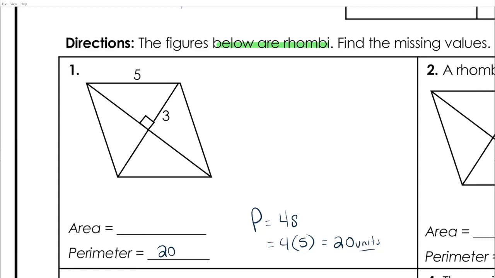Area, we need diagonal 1 and diagonal 2. We have one of our diagonals. At least we have half of a bisected piece. Since this half of the diagonal is 3, and rhombi are parallelograms, the other half of that diagonal has to be 3. So we know diagonal 1 is all the way across 6. Problem is, we do not know diagonal 2. This is where we use our old friend, the old reliable Pythagorean theorem.